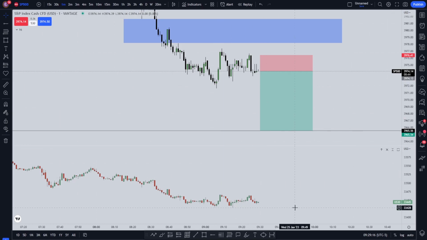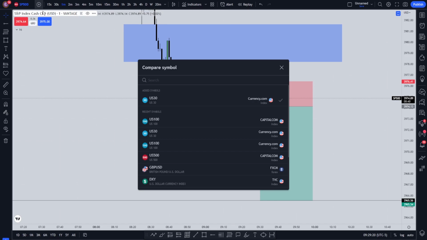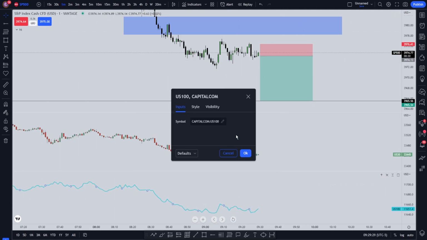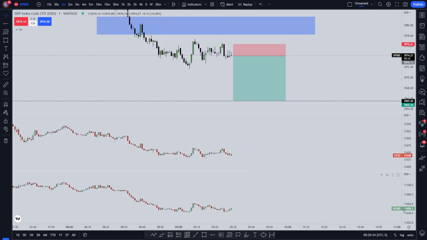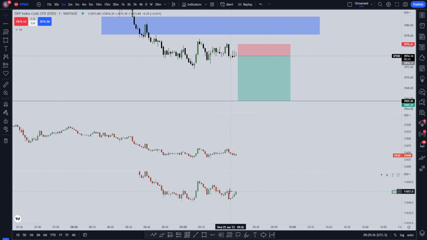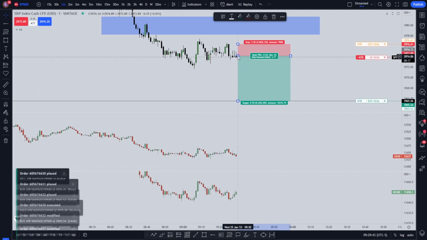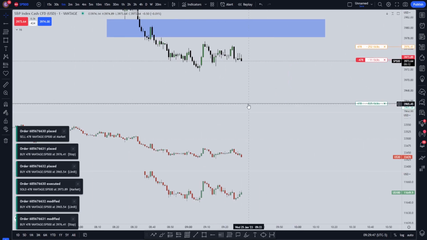Let's have a quick look at US 30 and the SMTs. Let's have a look at the Nasdaq as well. US 100 right here. Change this to candles. Do we have any SMT? Yes, we do. So I can take this sell, 1% risk right there, aiming for around 8 points.